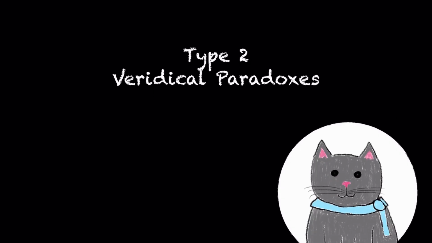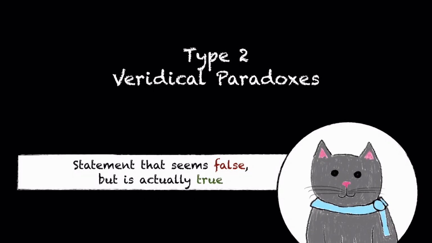Type 2. Veridical Paradoxes. Introduced by Kitty, veridical paradoxes are statements that seem to be false but are actually proven to be true. In fact, these paradoxes can seem so unlikely that some people refuse to believe them outright, even though they can be proven to be true without a doubt. Our first veridical paradox is the birthday paradox.